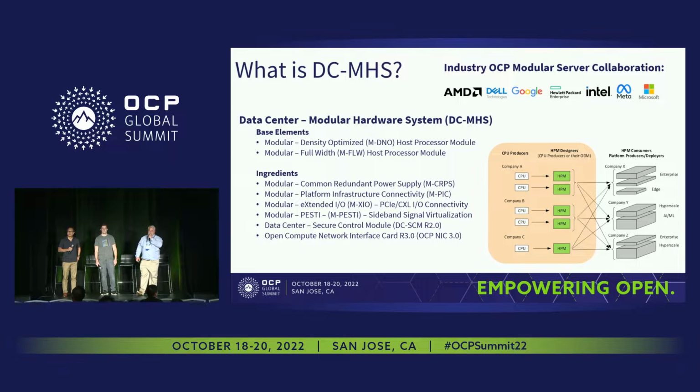It has essentially a series of base specifications. There's a host processor module, a couple of those particular specs that are the density optimized specification, which we're going to talk about today mostly, and then the full width specification. From there, there were several other peripheral specifications that are leveraged in order to build out the rest of the system.